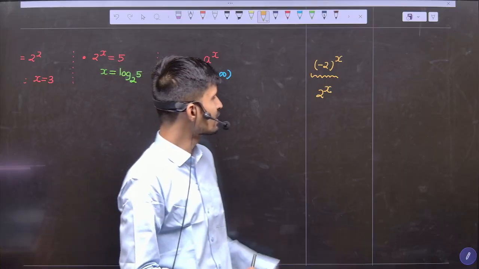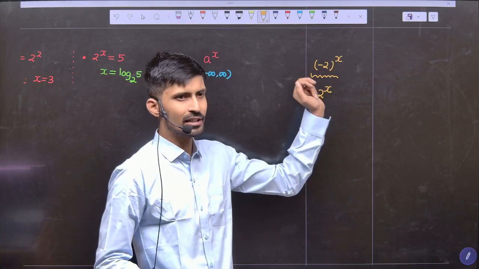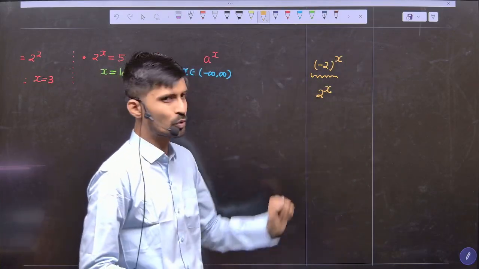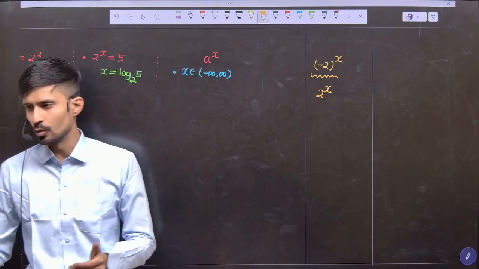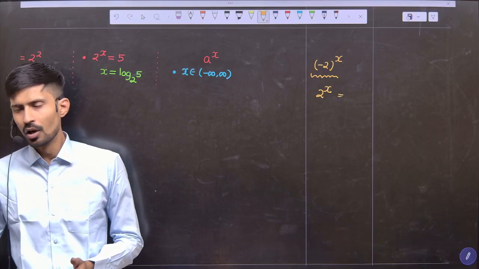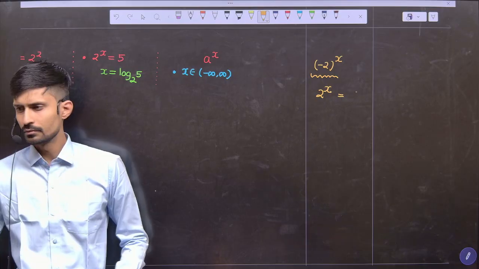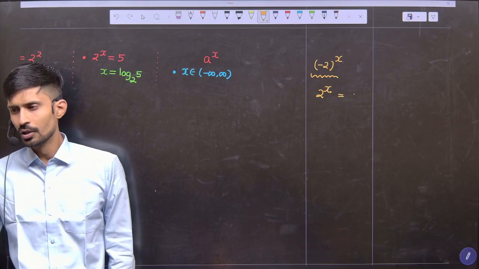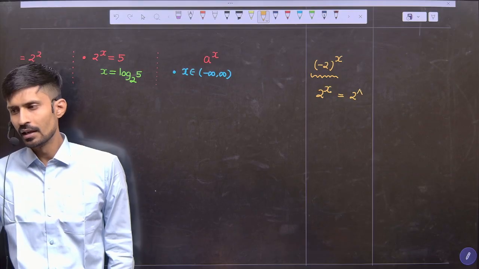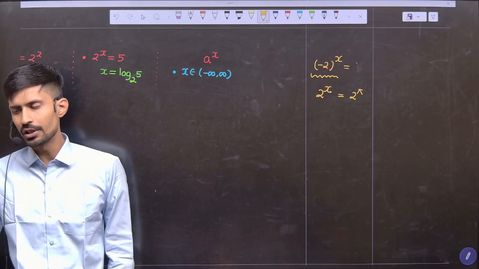And that difference is, suppose x is irrational number, like here I put not 2 raised to root 2. Suppose x I put root 2. Or some very irrational number like pi. I put 2 raised to pi. And here I put minus 2 raised to pi.